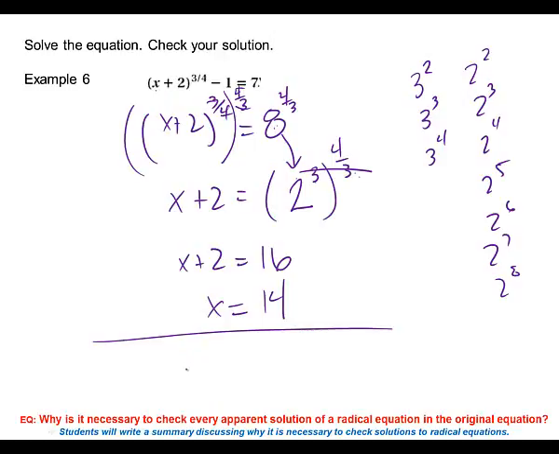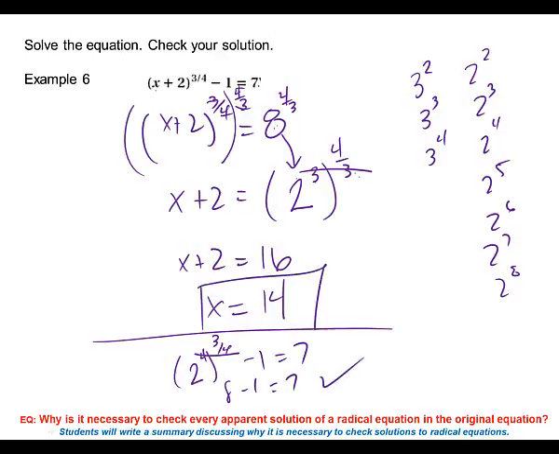16. Another way to write 16 would be something to the 4th power. What's another name for 16 as something to the 4th power? 2 to the 4th, okay. And I'm checking into there. The 4ths go away. What's 2 cubed? 8 minus 1 is 7. Okay, so 14 was a good answer.